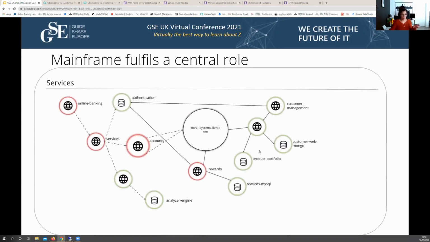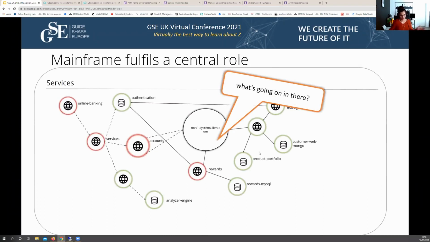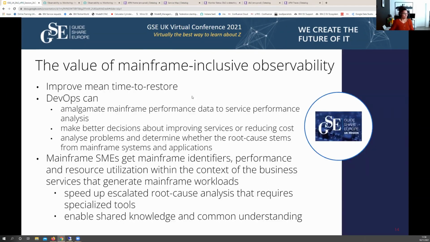And it's even more tedious because mainframe isn't just a small system that does one thing. It's behind most of our core services, right? So in the end, we don't have insight, we don't have observability of our critical services. And that's where the value of having mainframe inclusive observability comes in.